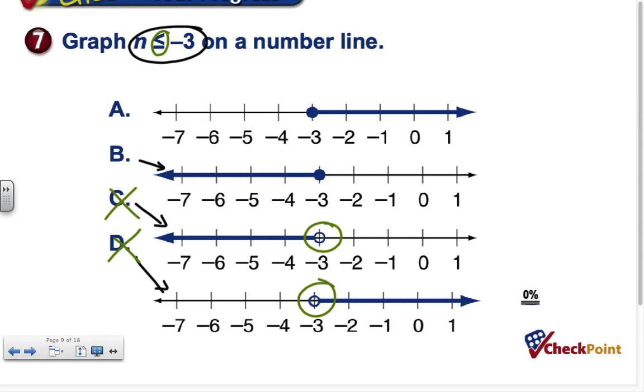Which way would the less than go? Which way is the arrow pointing to numbers that are less than -3? If the arrow's going to the right, think about what numbers, as you go right on a number line, they get greater. So A is not it. B has to be the answer because it's going to the left. These are numbers that are less than -3, and -3 is part of the solution, which is equal to.